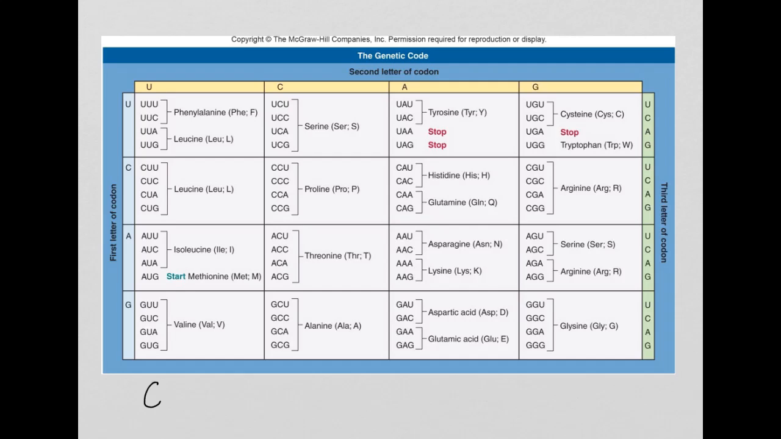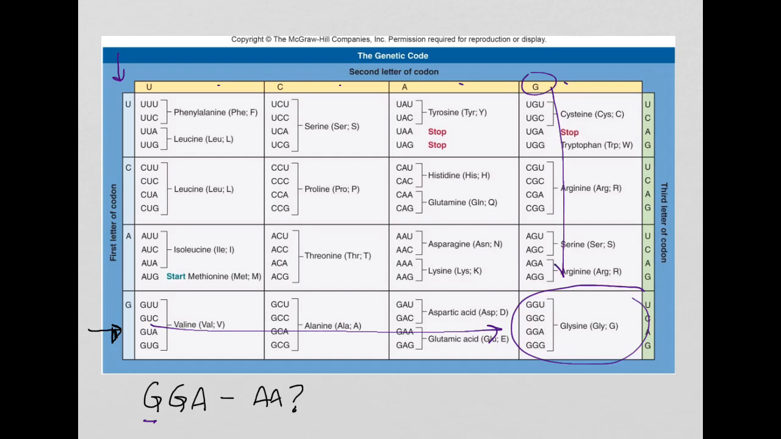We are looking for GGA, that's the codon. What amino acid would this transfer RNA be carrying? So you start here with the G's, because it says first letter. This is the first letter, so U, C, A, and G. We've got a G. And then we move over to the second letter. Use these columns to find the second letter, which is a G. So we know we're going to be in this box. We go that way to that way.